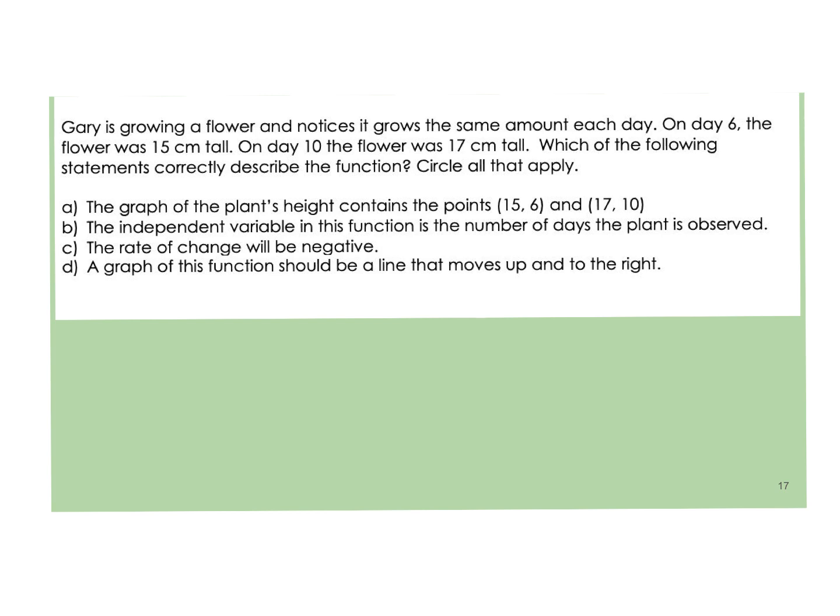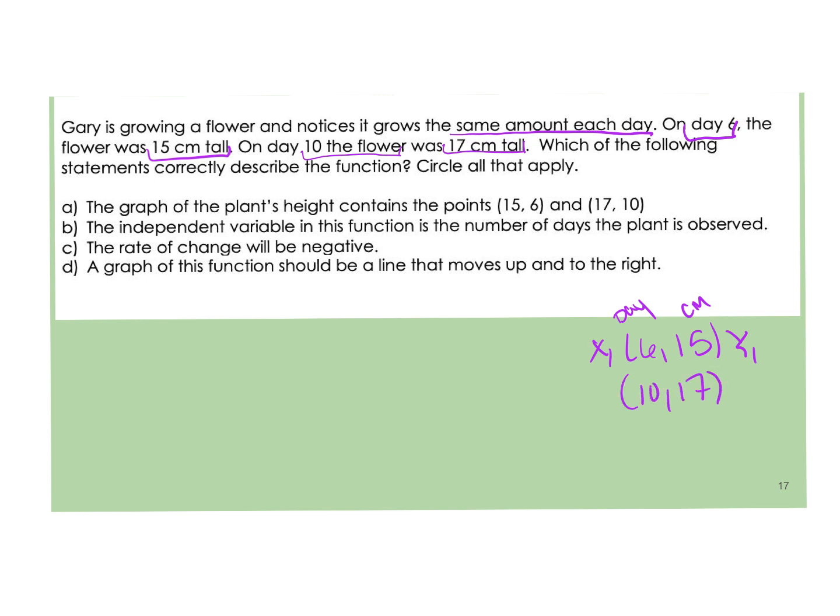Okay, let's read and annotate. Gary's growing a flower. He notices it grows the same amount each day. That's important because that means you can find a rate of change. If it grows different amounts for different days, then we can't do anything that we're talking about today. So on day 6, flower was 15 centimeters tall. What is that? That is an ordered pair. 6, 15. I'm going to go ahead and label what these mean now so I don't have to go back. 6 what? This is a day. 15 what? This is centimeters. Okay? And that's my X and that's my Y. On day 10, 17. Ordered pair.